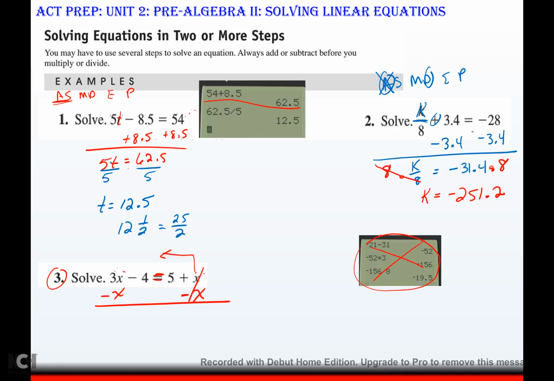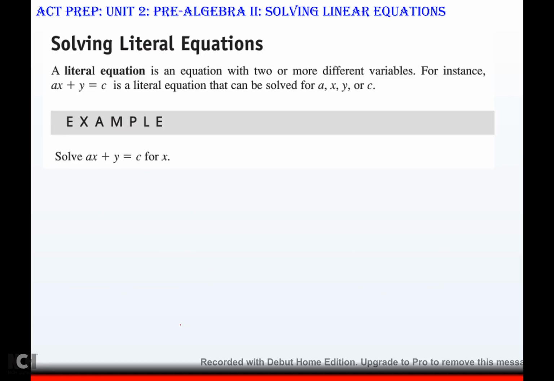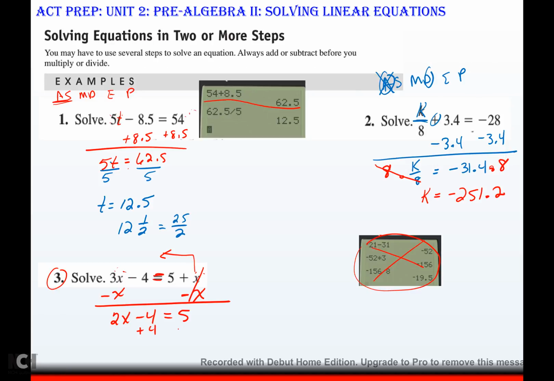Now he's jumped over, and I can combine the x's. 3x's take away 1x is 2x. Minus 4 equals 5. So then I'm going to add 4. I get 2x equals 9. Divide by 2, and I get x equals 9 over 2, or 4.5. Again, you never know how they're going to put their answers.